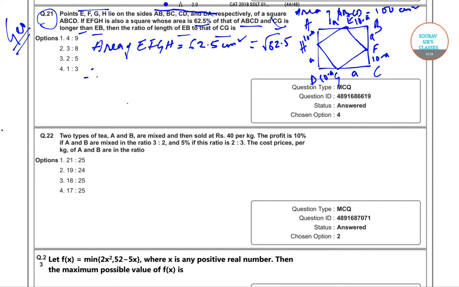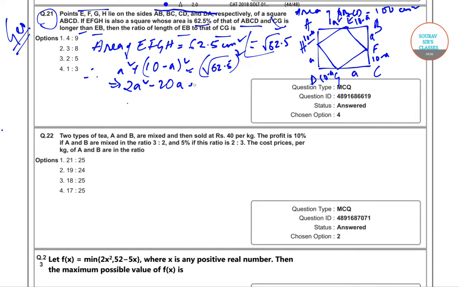Now if we apply the Pythagoras theorem over here, we have a square plus 10 minus a whole square will be equal to root over 62.5 whole square. So we have twice of a square minus 20a will be equal to 100 minus 62.5, which is 37.5. So this ultimately gives us 4a square minus 40a plus 75 is equal to 0.